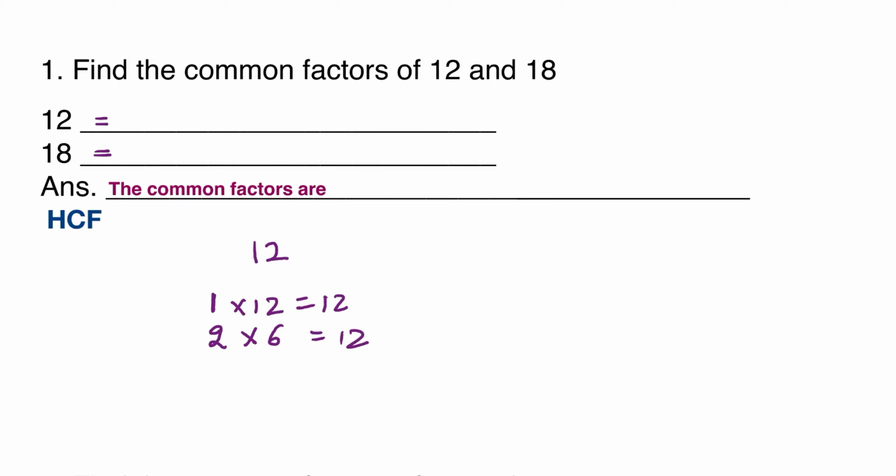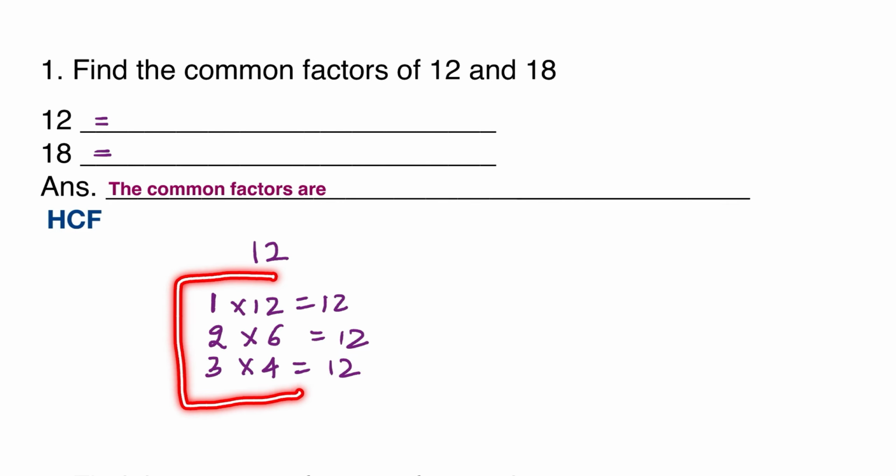3. Is 12 divisible by 3? Yes. 3 into 4 is 12. Next number 4. Yes, 4 3s are 12. Now mind you, 3 into 4 and 4 into 3 is the same thing. So this is it. We stop here. These can only be the factors of 12 and there will be no other number.